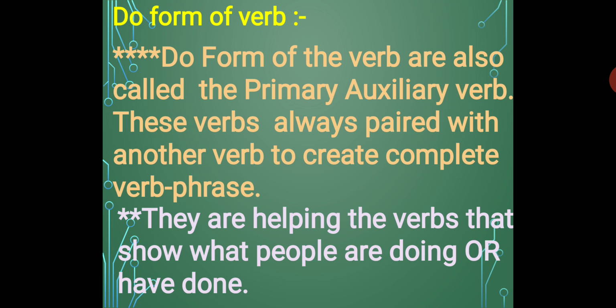We know what the helping verbs are. Which verb helps the main verb to show the action or doing or possession, anything else, right? So the do form of the verb helps the main verb to show what people are doing or what they have done, means one kind of action which has been done and which is going on.